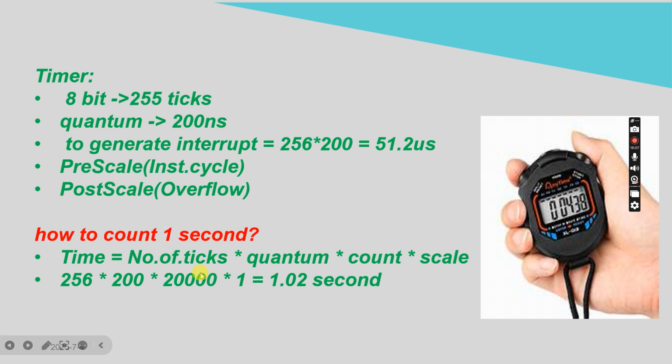Here is the important part of the timer: how to count our own 1 second. We have to count our time in seconds and minutes only. To count 1 second, the formula is time equals number of ticks into quantum into count into scale. The number of ticks is 256, quantum value is 200 nanoseconds, and if we count 20,000 times, we arrive at the value of 1.02 seconds. Inversely, to count 1.02 seconds we have to count 20,000 times. These are the basics of timers I have learned through the internship.